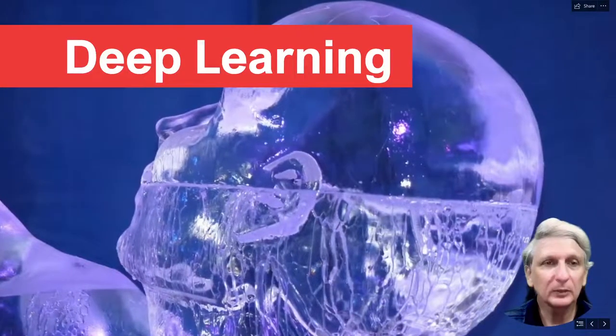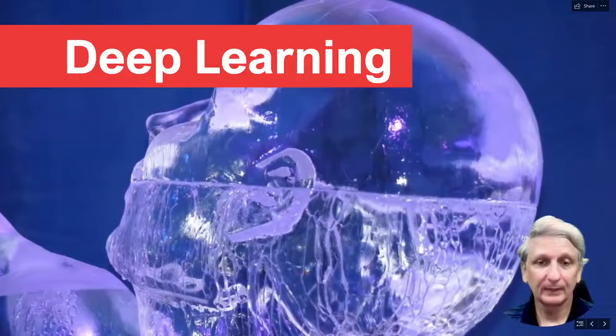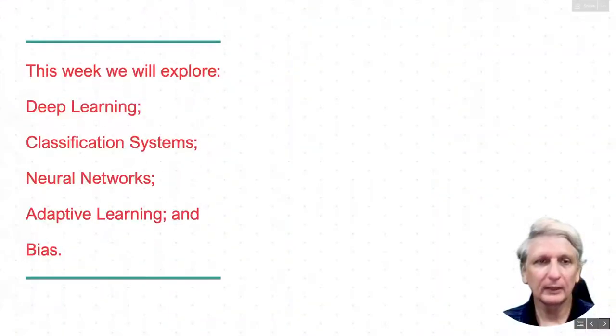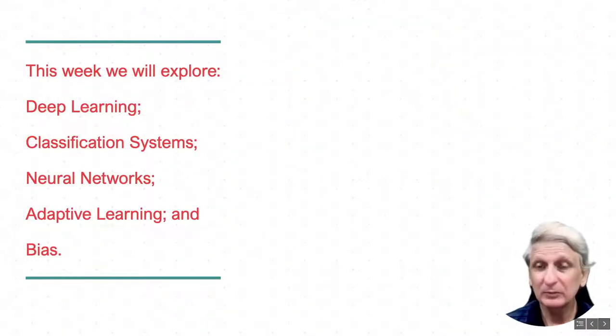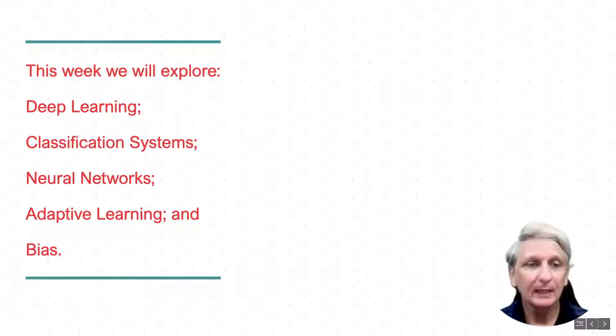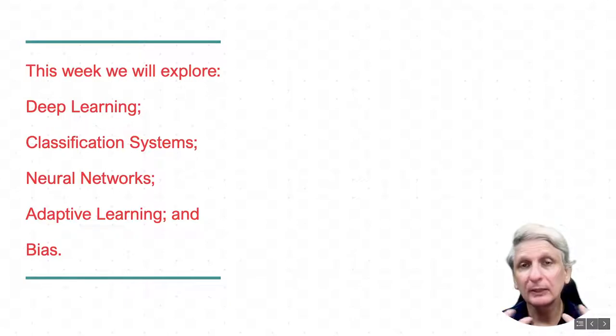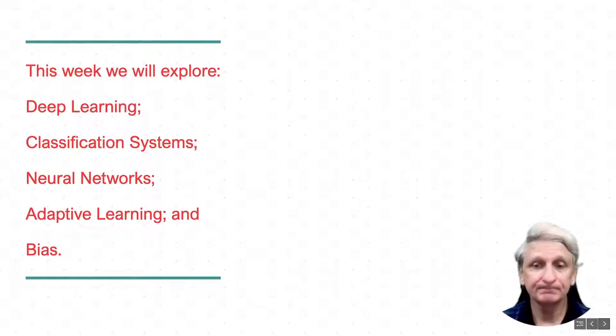So in this session, we're going to be looking at the concept of deep learning. Now, we're also going to be exploring classification systems that utilize deep learning, the neural networks that form the basis of such processes, and how we can apply this to adaptive learning systems. And then we'll round off by looking at a concept called bias, which is one of the constraints that we currently have around the use of deep learning for various industries and processes, including education.